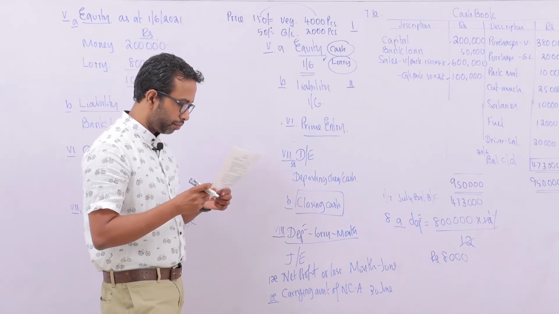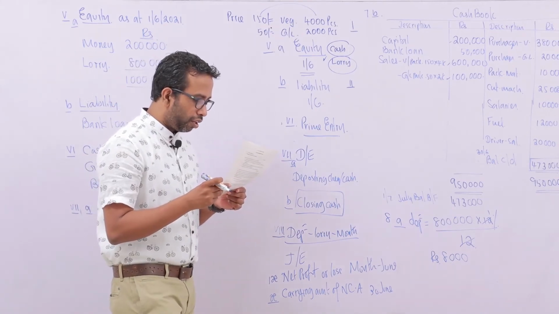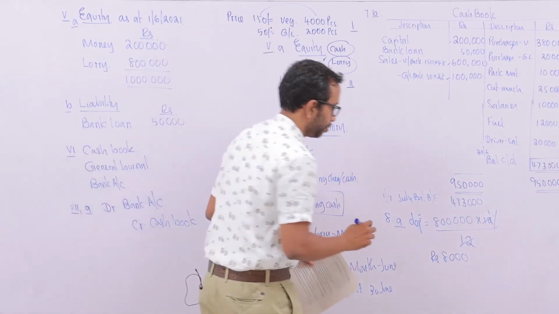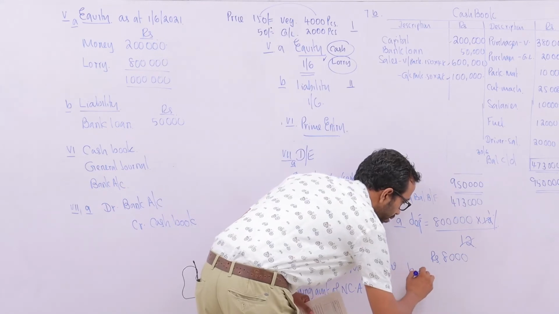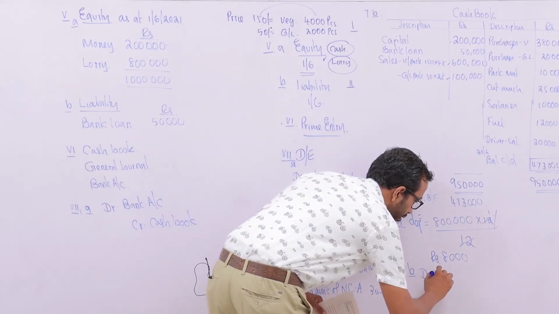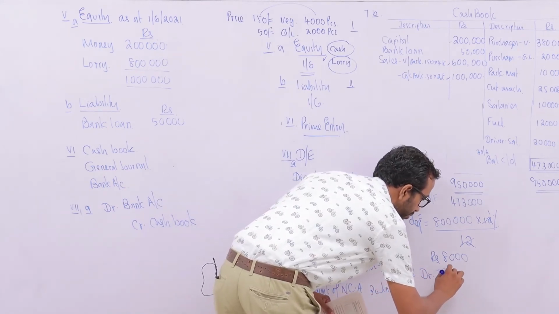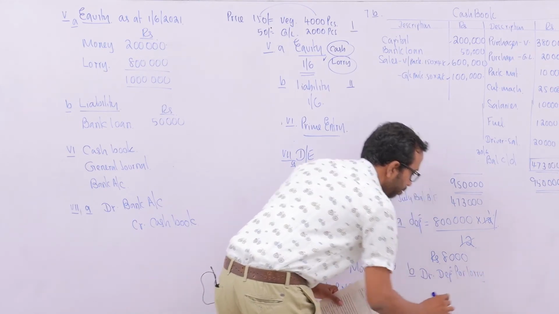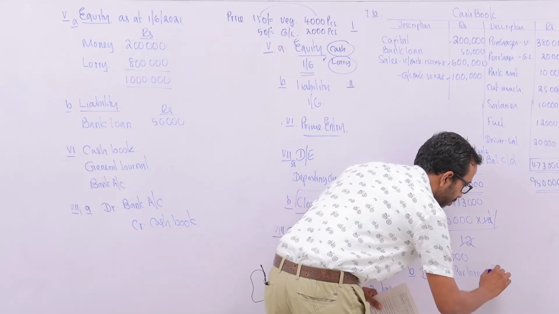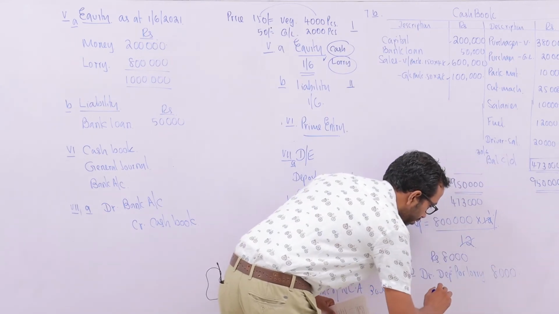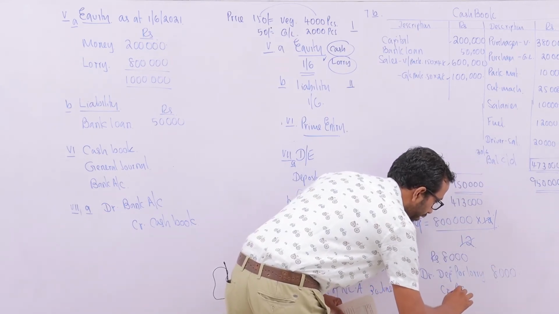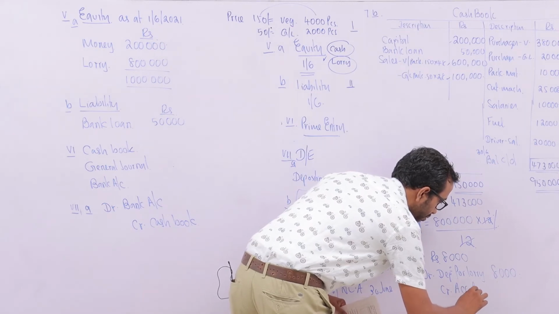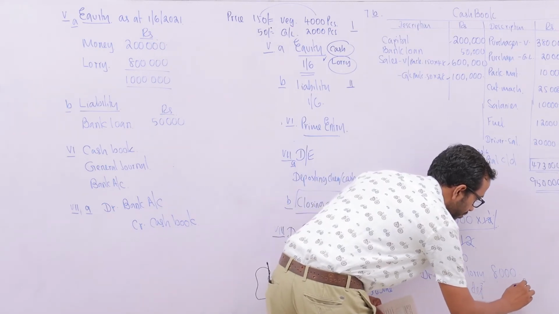Next, what is the double entry for lorry depreciation? B, debit depreciation for lorry 8,000, credit accumulated depreciation 8,000.